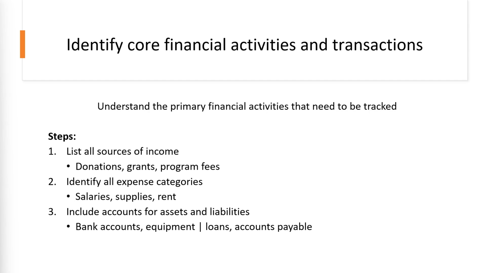Now, list the primary financial activities that need to be tracked. This includes sources of income like donations, grants, and program fees, as well as expense categories such as salaries, supplies, and rent. Make sure to include accounts for both assets and liabilities.